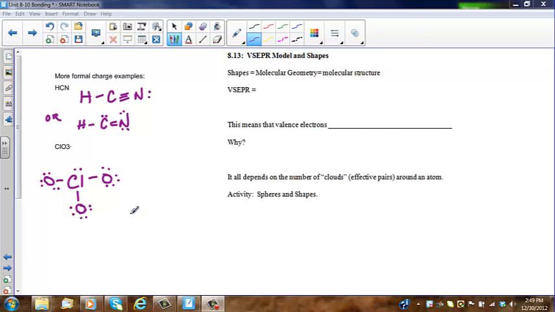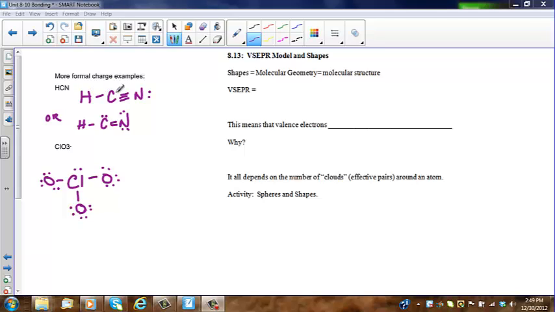Before we get started into VSEPR models and shapes today, I want to just review formal charge again. I know I went through it in the last lesson, but it is helpful if you're trying to figure out how to draw a molecule and you're not sure which one is the best shape. Now, here I've given you two examples of HCN, and remember that the preferred geometry is the one that has a formal charge closest to 0.